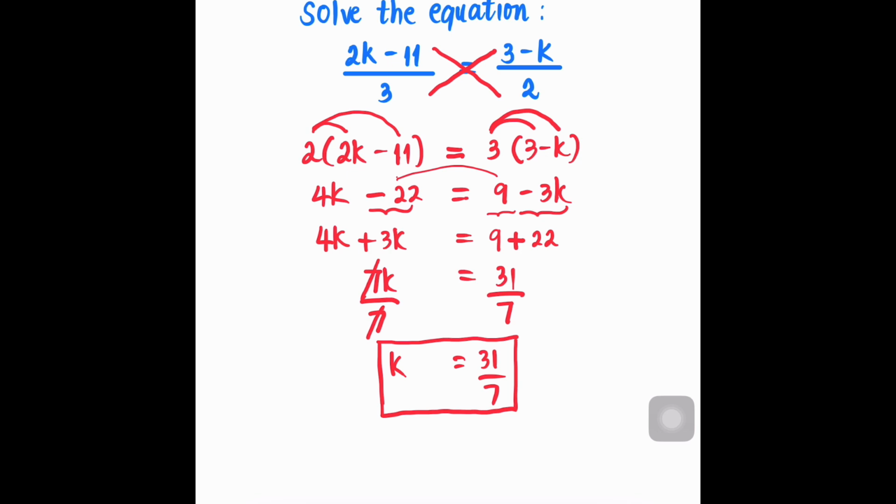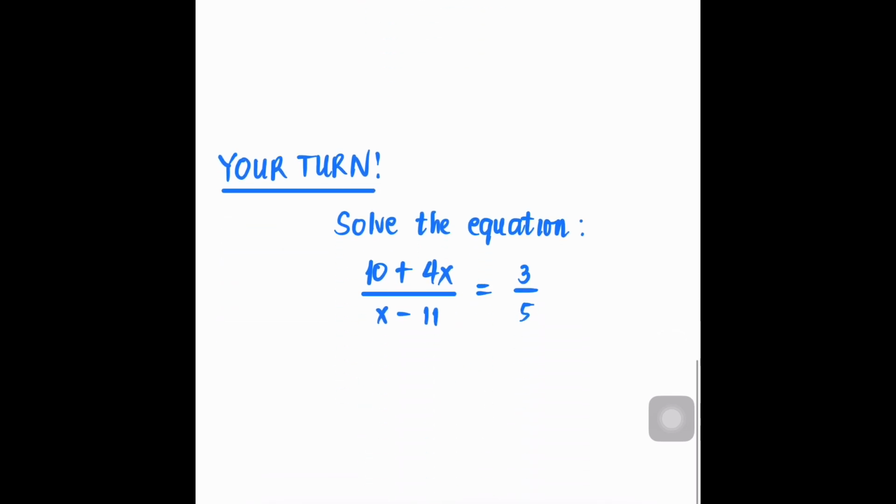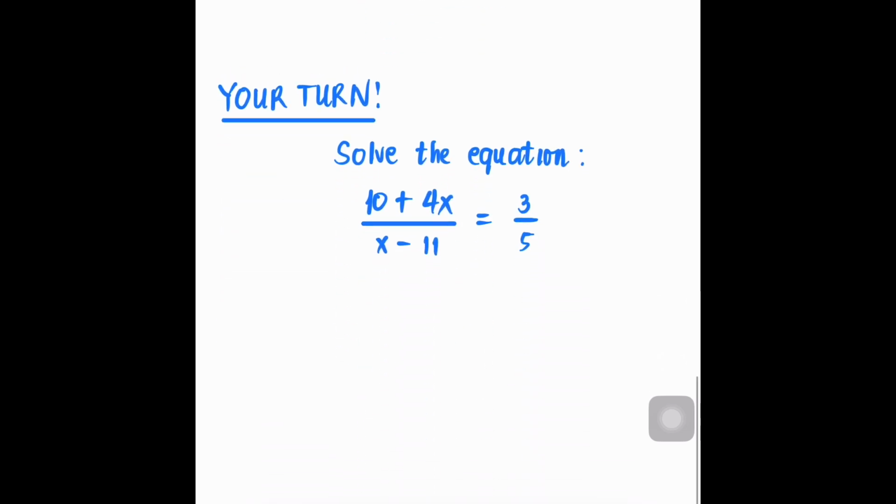And for your challenge, please grab your pen and paper and answer this question. Solve the equation (10 plus 4x) divided by (x minus 11) equals 3 over 5.